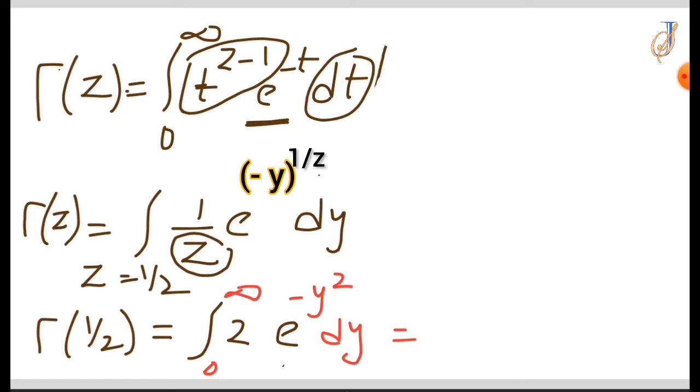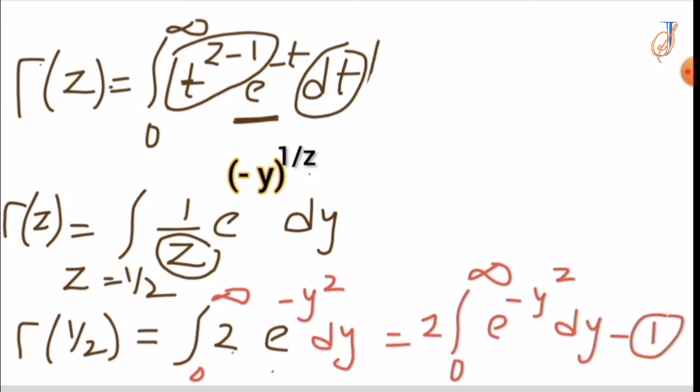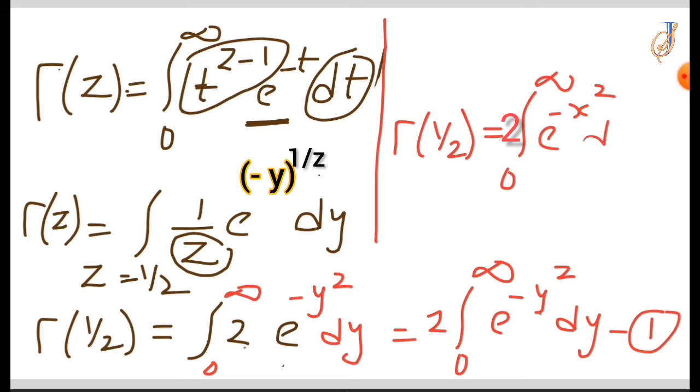So what we get? Constant, take it front. So 2 times integral 0 to infinity e power minus y power 2 dy is considered as equation 1. This is in terms of y. If you take in terms of x, we get gamma of 1 by 2, the same thing, only instead of y, we have to write x. 2 times integral 0 to infinity e power minus x raised to the power of 2 dx. Consider this as equation 2.